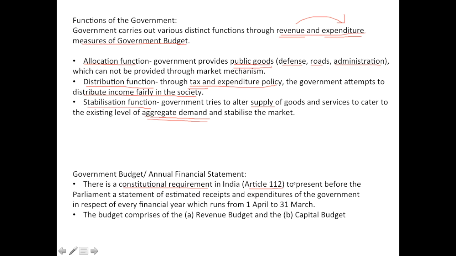So, under Article 112, it is the constitutional requirement of the present government to present in the parliament a statement of estimated receipts and expenditure of the government. Estimated receipts. Remember, the budget is for the coming year, not for the previous year. That is why it is called a budget. So, estimated receipts and expenditures of the government in respect of financial year. What is the financial year? 1st April to 31st March. What does the budget comprise of? The budget comprises of two things: revenue budget and the capital budget.